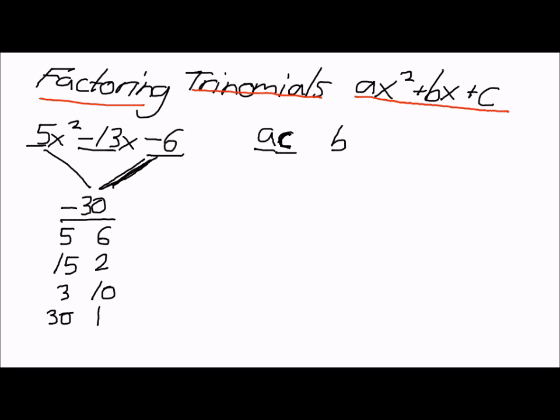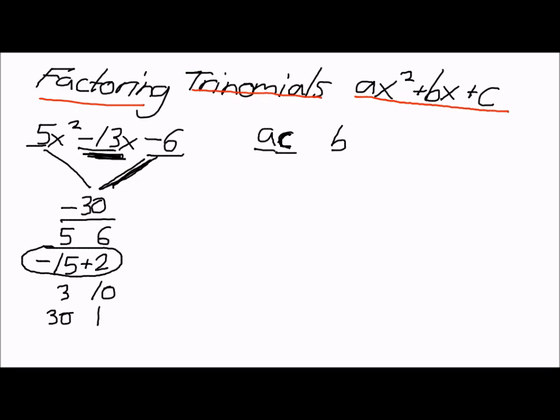Okay, so we need to pick a pair of these factors that add up to negative 13. And keep in mind, one of these factors needs to be negative, the other one needs to be positive, because a negative times a positive equals a negative. And we want to get negative 13, so how about this? Negative 15 plus 2. So we're going to pick these ones right here.